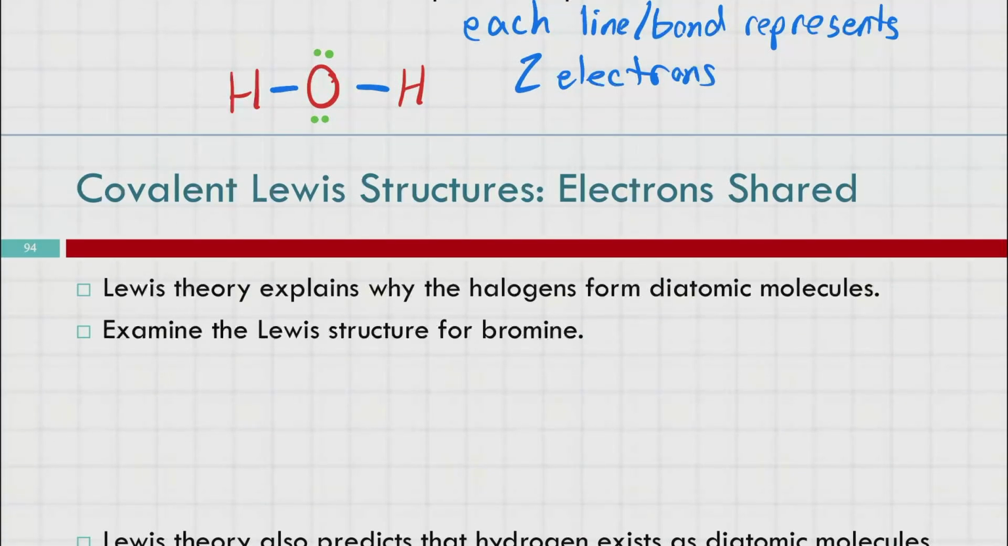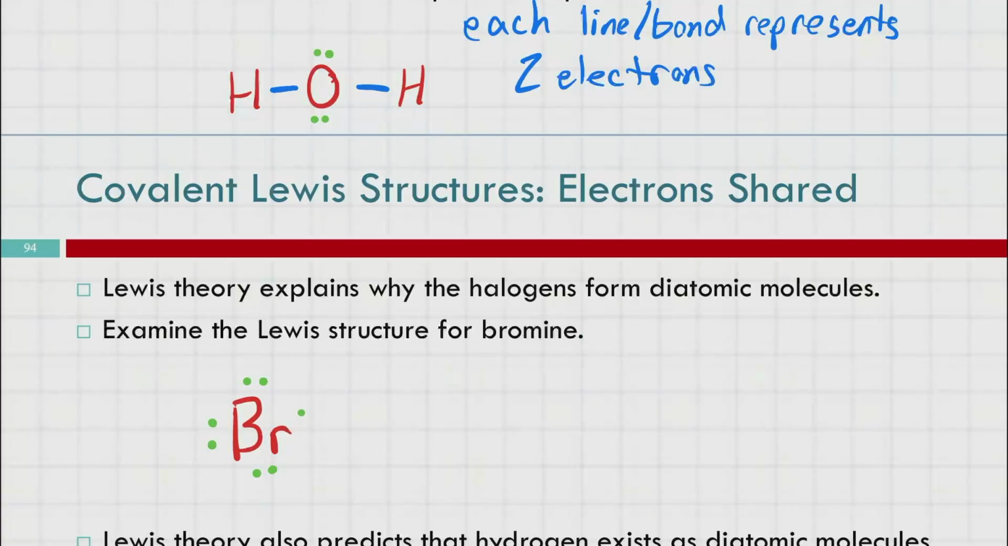Lewis theory also does something nice for us. It shows us why halogens, fluorine, chlorine, bromine, iodine, form diatomic molecules. So if we look at the Lewis structure for bromine, Br has how many valence electrons? Has 7. So we draw 7 dots around our bromine. You can draw them wherever you like. I'm drawing it this way strategically.